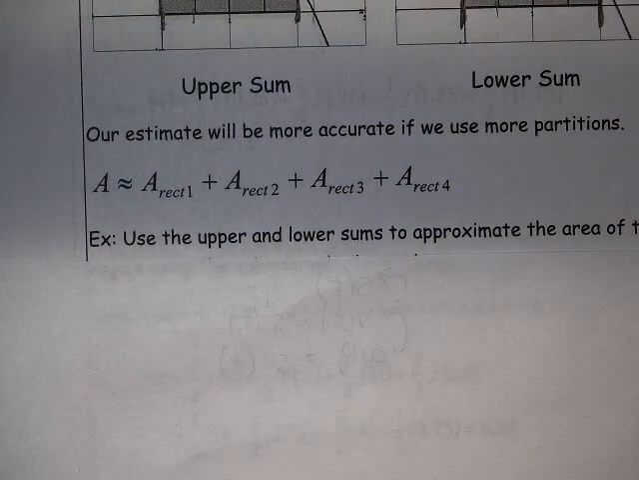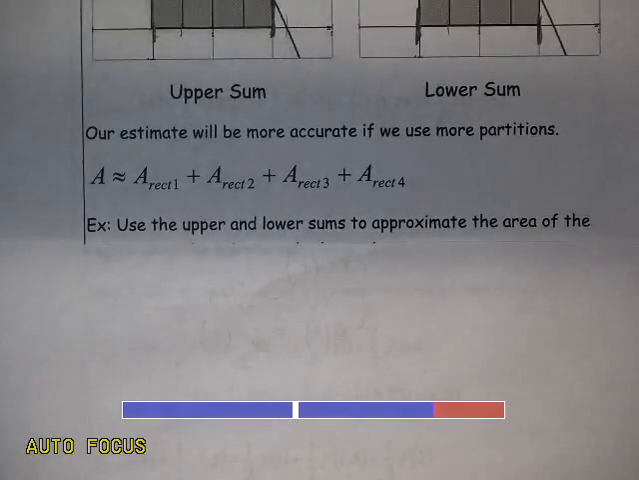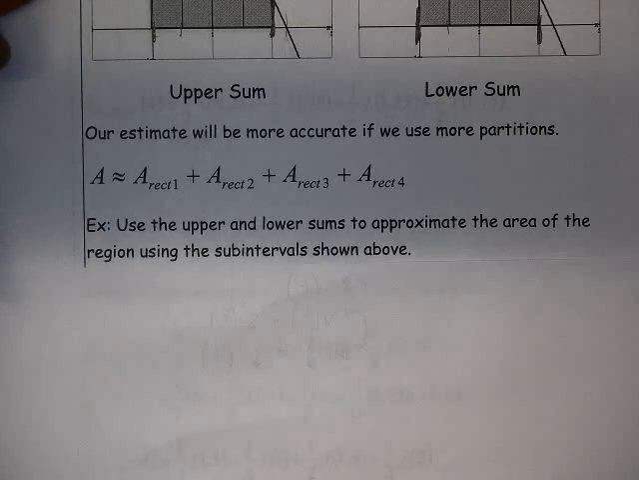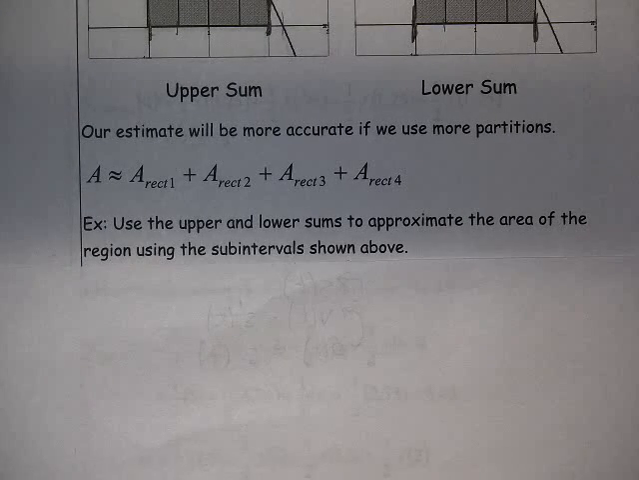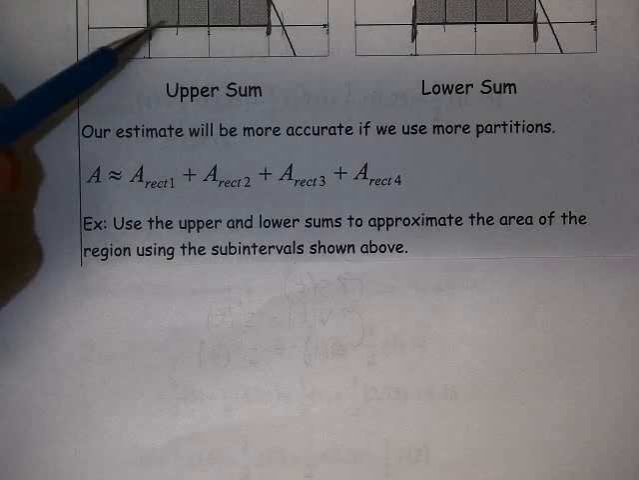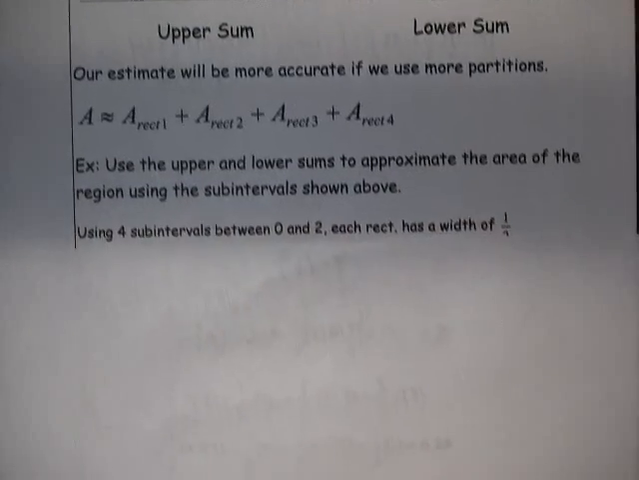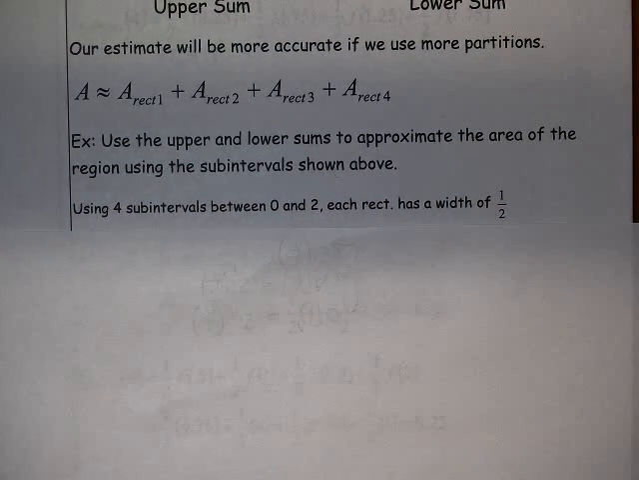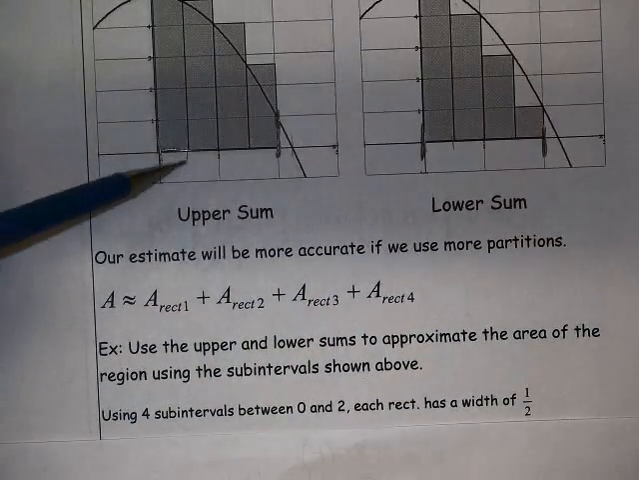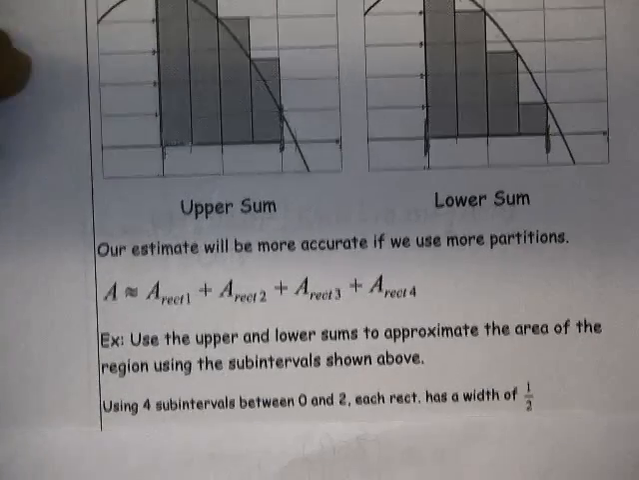So in the first example, we want to use the upper and lower sums to approximate the area of the region using the subintervals shown above. And so we have 1, 2, 3, 4 subintervals. And it turns out in this case they're each exactly a half unit across. So in this case, each rectangle has a width of 1/2. The rectangles won't always have a uniform width, and that's okay. We can just calculate the height times the width of each rectangle and add them up.